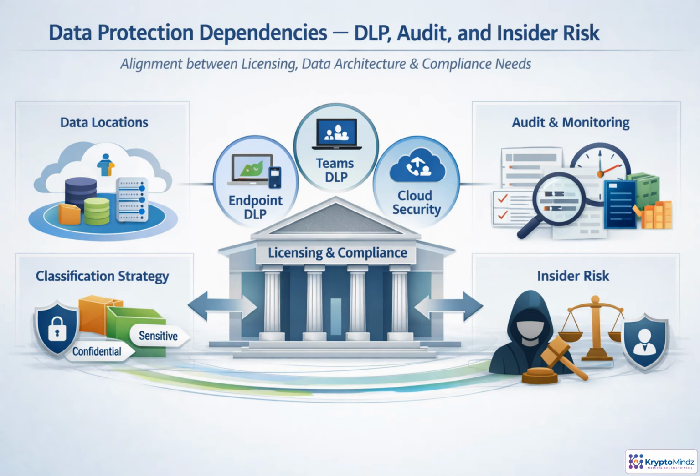Data protection also depends on more than turning on a policy. DLP works only when you know where sensitive data lives, how it is classified, and which workloads the policy covers. Endpoint DLP, Teams DLP, advanced classifiers, and broader cloud protection can all change the licensing requirement. Audit follows the same logic. Standard audit may support basic review, while advanced audit affects retention and investigation detail. Insider risk adds another layer, because employee monitoring requires compliance licensing, plus clear privacy, legal, HR, and governance boundaries.